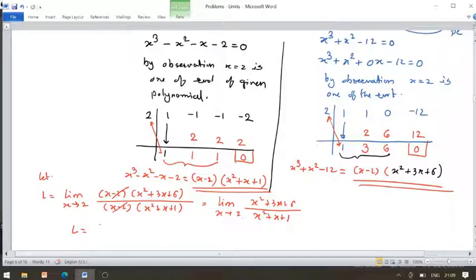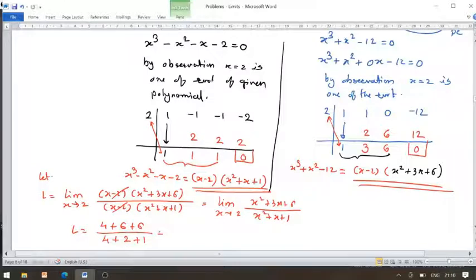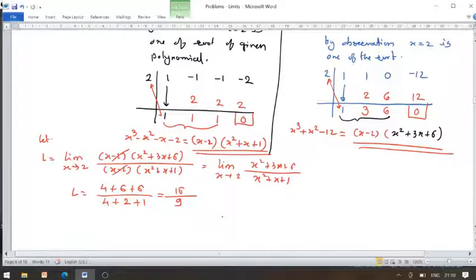We get 2 square as 4, 3 twos are 6, plus 6, divided by x square as 4, plus 2 ones are 2, plus 1. So 6 plus 6 becomes 12, 12 plus 4 becomes 16, 4 plus 2 is 6 plus 1 we have 9 in the denominator. There is no common divisor between 16 and 9. So our answer becomes 16 by 9. So the value of the given limit L is 16 by 9.